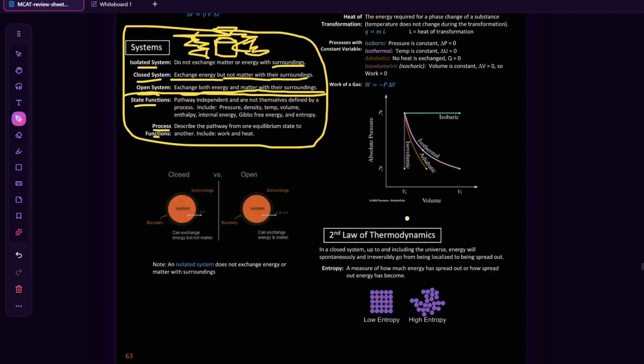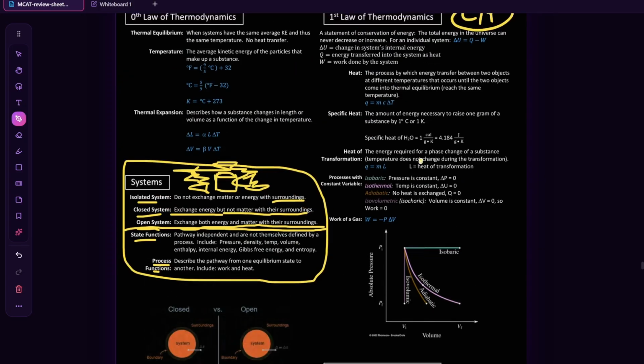And now for temperature and the zeroth law. Did I want to go through processes right now? I mean, we could just go through them quickly so you understand it. Let me think about how I want to do that. Yeah, we'll go over it after as we learn about processes over here.